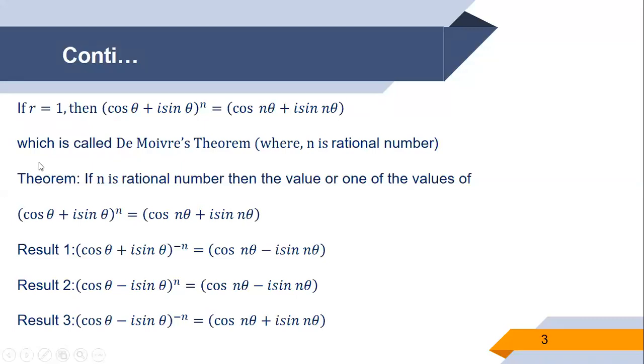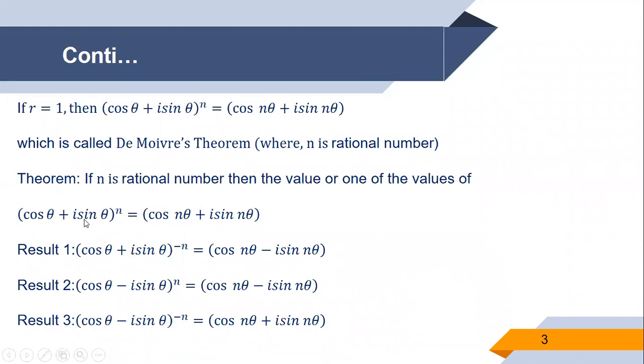Therefore De Moivre's theorem is defined: if n is a rational number, then the value, or one of the values, of cos theta plus i sin theta raised to n is equal to cos n theta plus i sin n theta. So this is De Moivre's theorem.